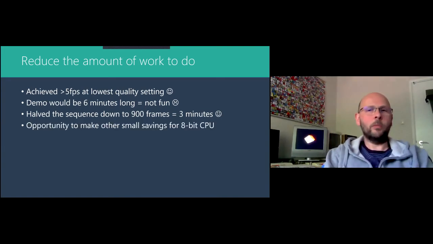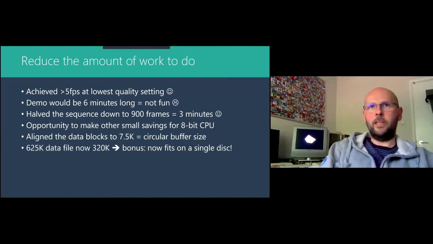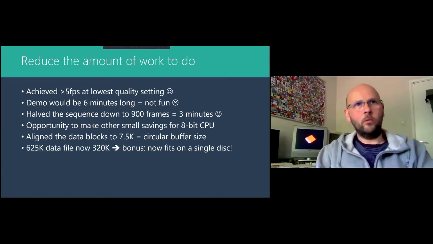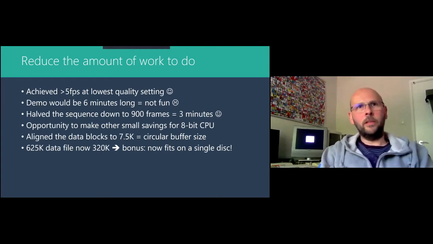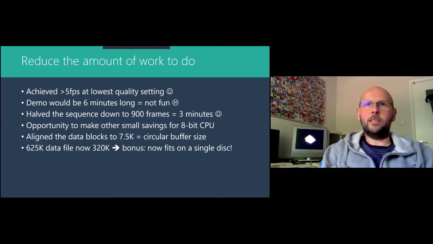And it also meant there were some other opportunities to make some small savings. It also meant that we could align all of the data to our circular buffer that we're loading into, so you never have to worry about wrapping around the data pointer when you're parsing the stream. And the other bonus, the whole thing now fits on 1 disk. So rather than having a 2-disk demo, the data file was 320K. We can fit that on a double-sided 80-track disc. So this is also much more convenient for our purposes.